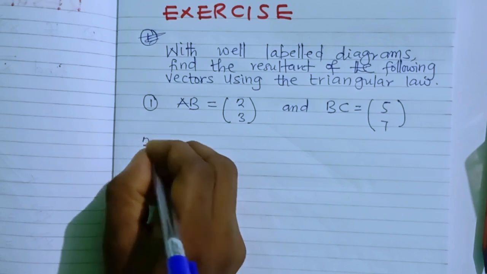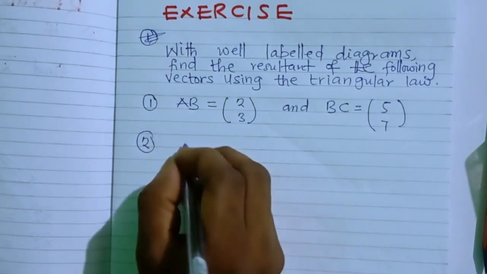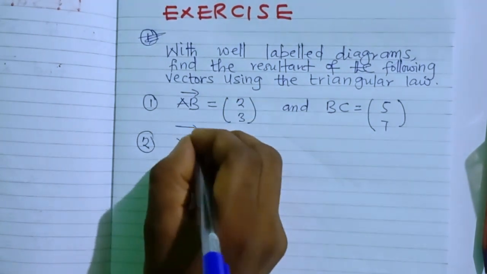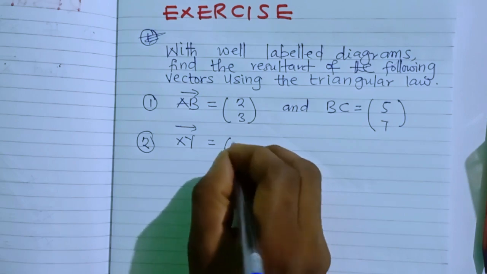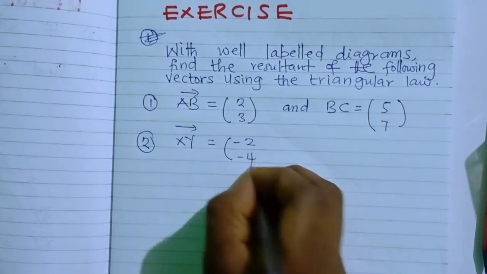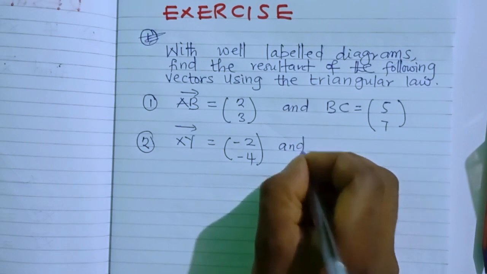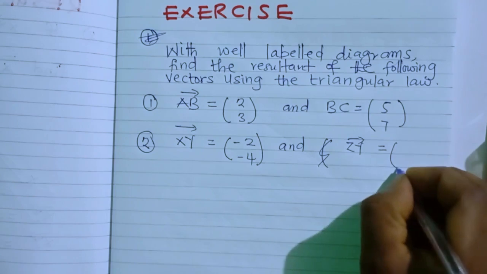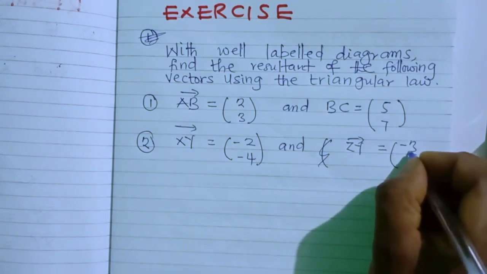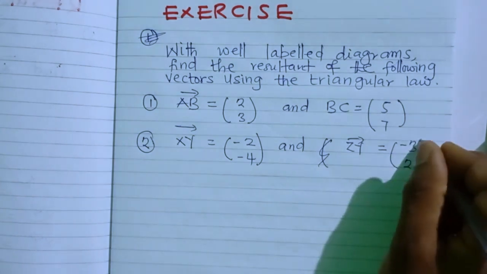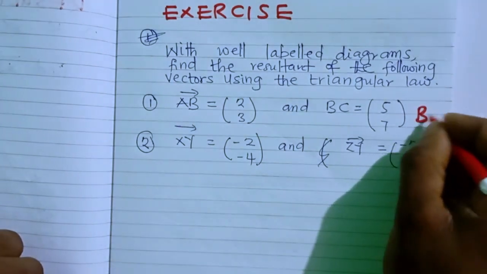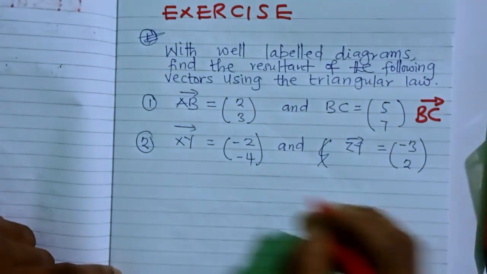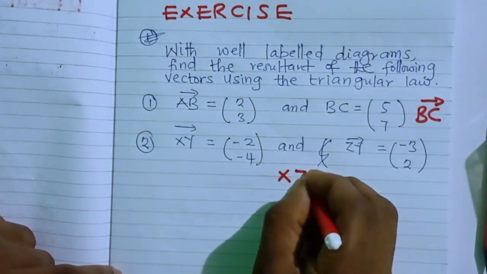Number 2, xy is equal to -2, -4, and zy is equal to -3 and 2. This one you are finding AC, and this one you are finding xz.